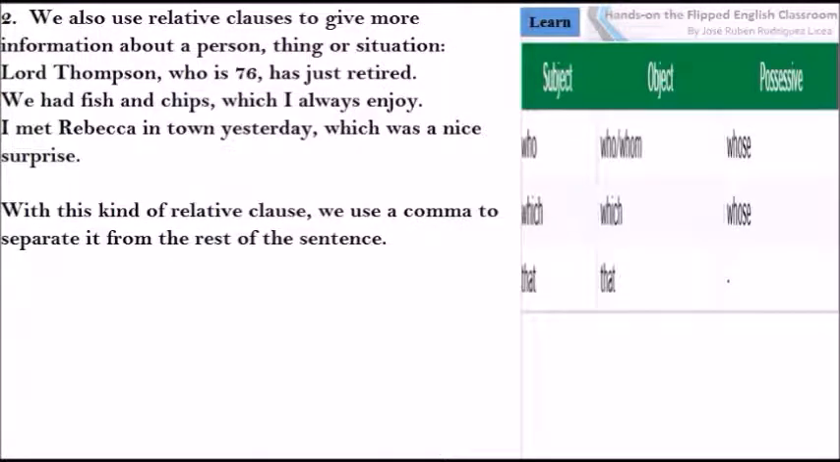2. We also use relative clauses to give more information about a person, thing, or situation. Lord Thompson, who is 76, has just retired. We had fish and chips, which I always enjoy. I met Rebecca in town yesterday, which was a nice surprise. With this kind of relative clause, we use a comma to separate it from the rest of the sentence.